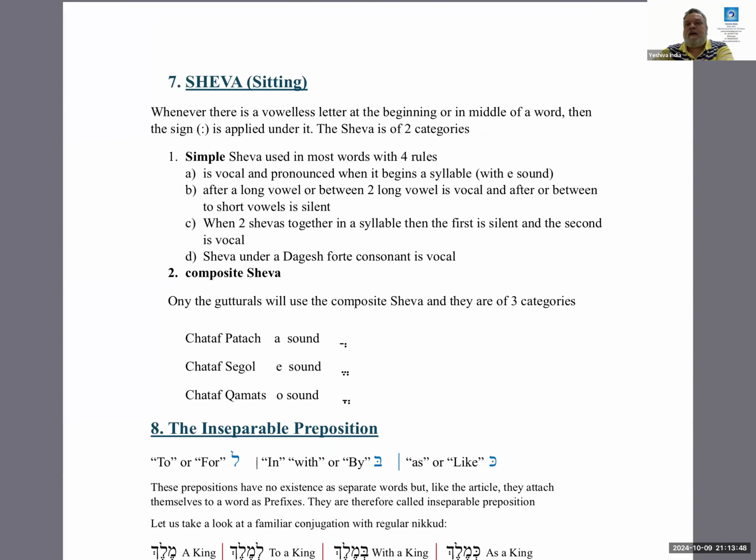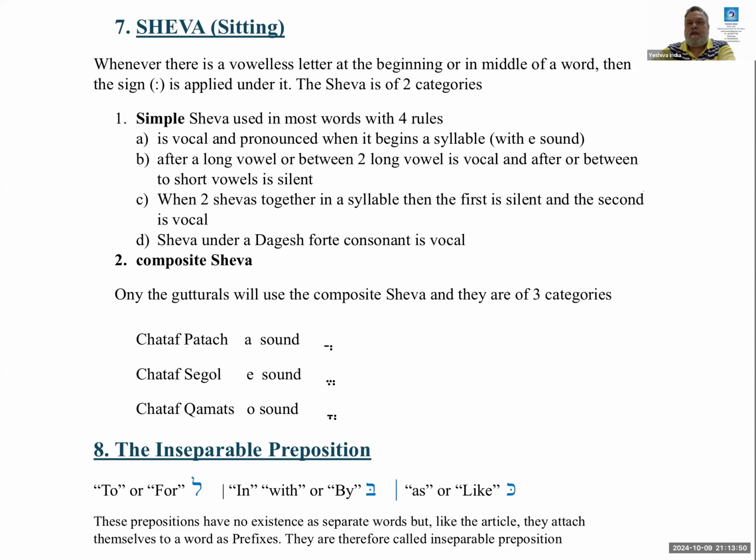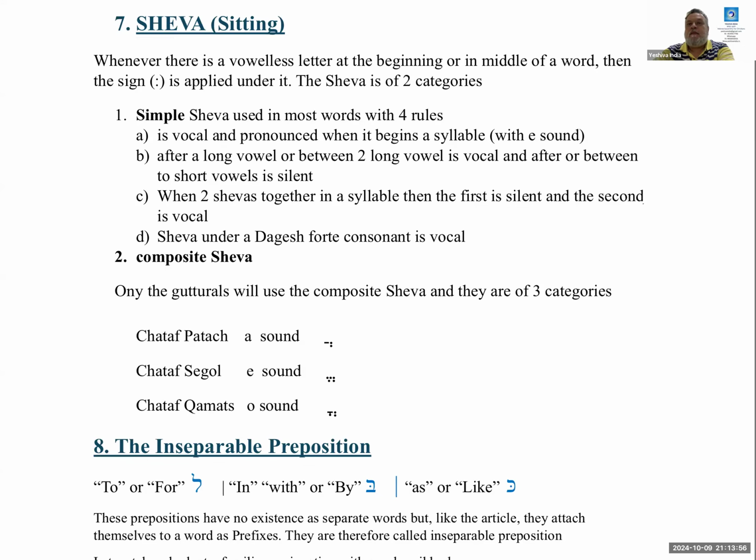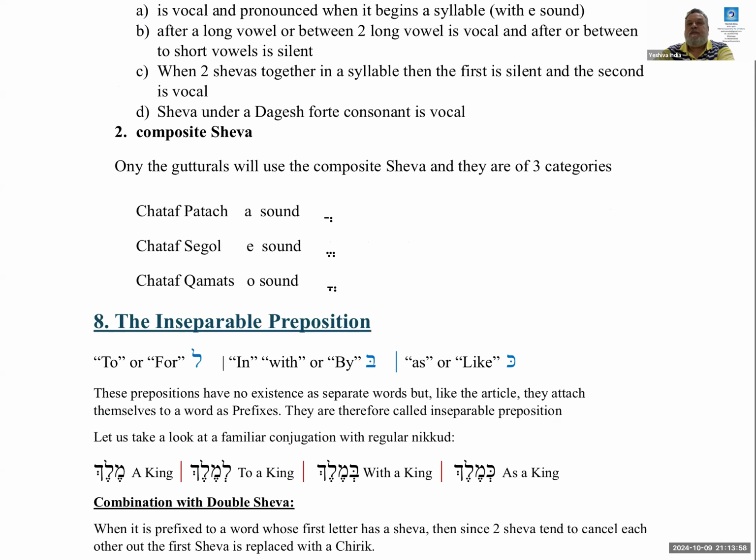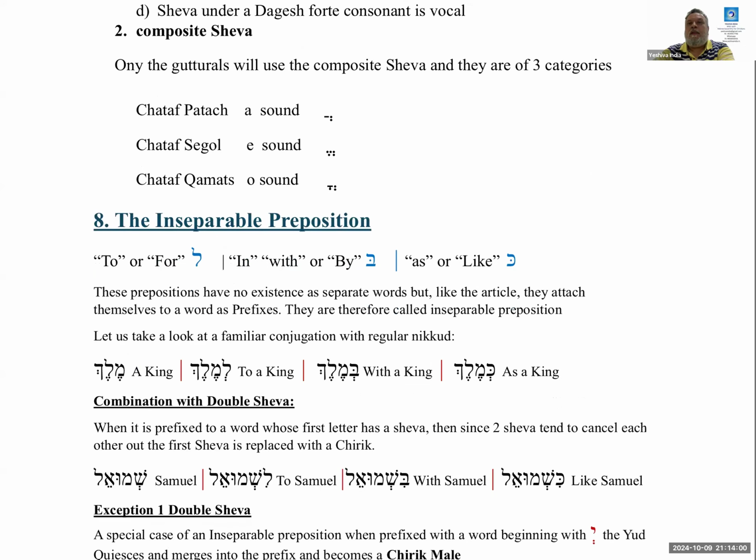Then we learned about the Shiva, right? You've got all your notes, you've got everything. Simple Shiva, composite Shiva, the 4 rules of Shiva. Composite Shiva: only the gutturals will use the 3 types of composite Shiva. That's Khataf Patak, Khataf Segol, and Khataf Kamats.